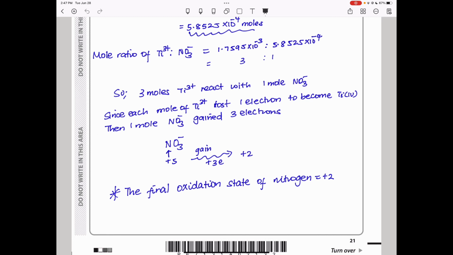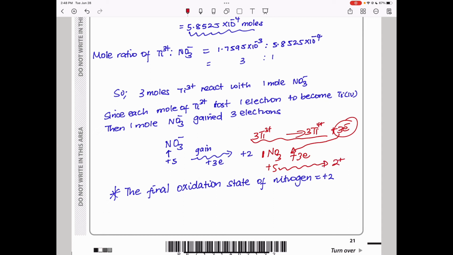Again, to remind you, titanium 3 plus is losing an electron, going to titanium 4 plus. I'm not going to put the oxygen. Let me just do it like that. And we have seen that the ratio of that to nitrate as they react is going to be 3 to 1. Since this is 1 per 3, it means this first reaction produces 3 electrons. These 3 electrons have to be used up by the nitrate in order for that redox reaction to be completed. And since this is in +5 oxidation state, receiving 3 electrons takes it to +2 oxidation state. That is why I say the final oxidation state is going to be +2.